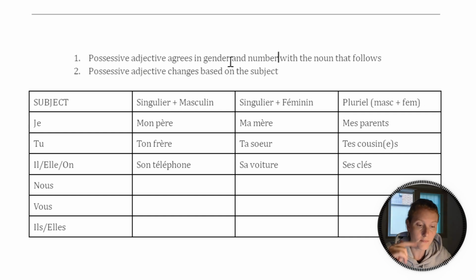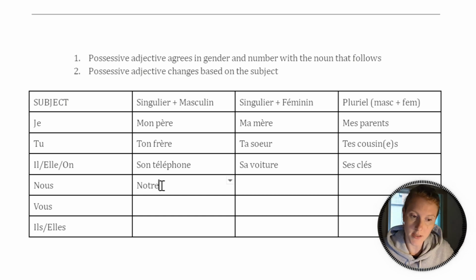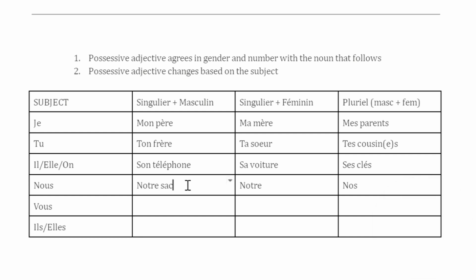Okay? Now, if we go with nous, we, it will be notre in masculine singular. It will still be notre in feminine singular. And it will be nos in plural. Okay? So, for example, notre sac, our bag. Could be our bag that we share, we're going on vacation, we share it. It's masculine.